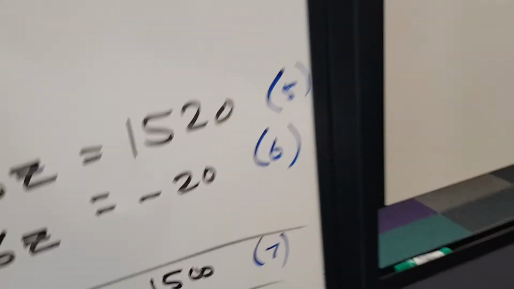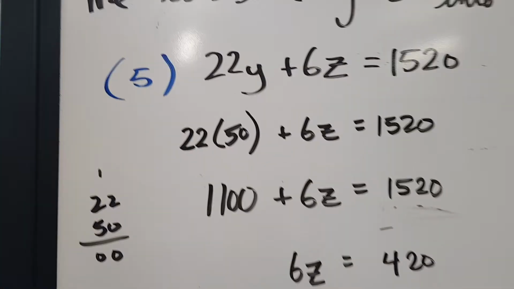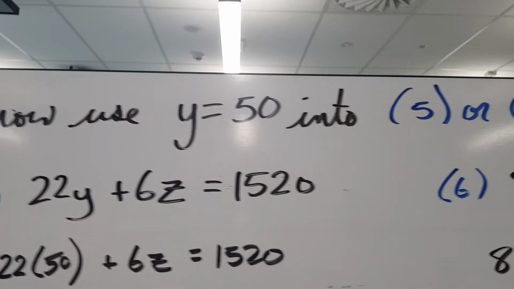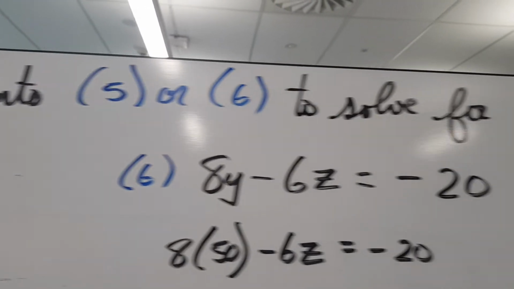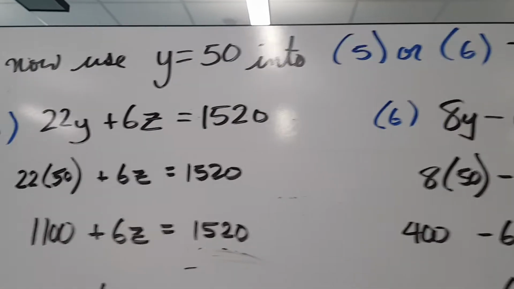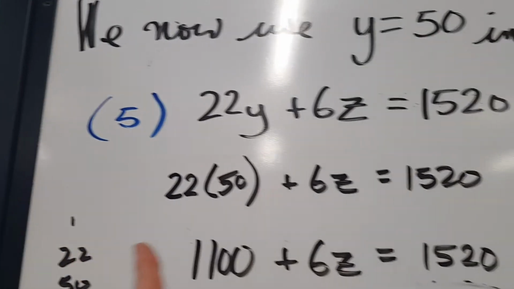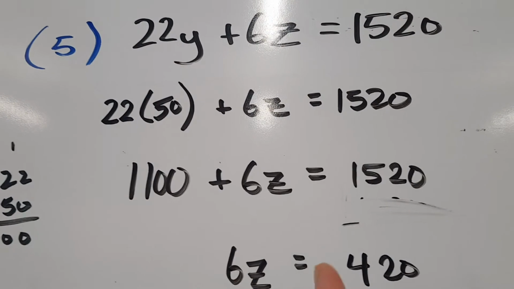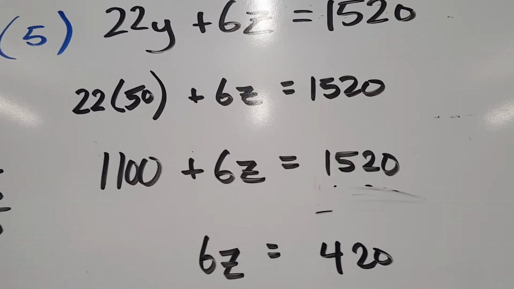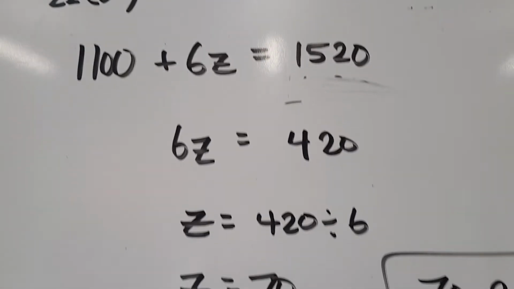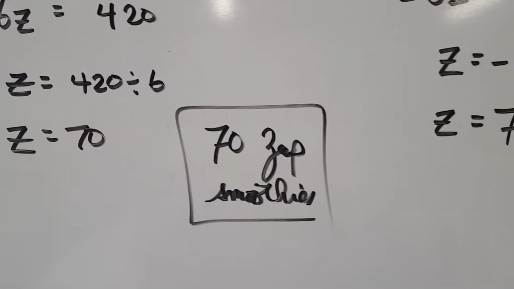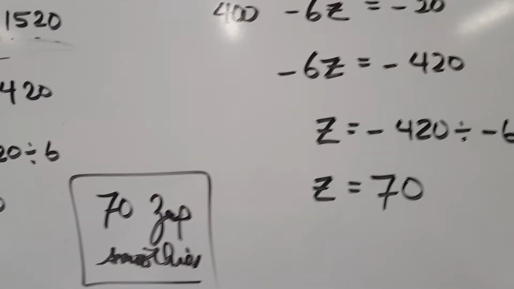50 yum smoothies. We now substitute y equals 50 into 5 and 6 to solve for z. We know y is 50, so y becomes a 50. Simplify that, 1,100 plus 6z is 1,520. 6z is 420, z comes out to be 70. I've got 70 zap smoothies.